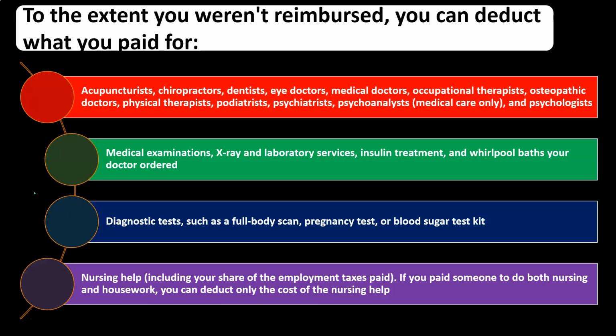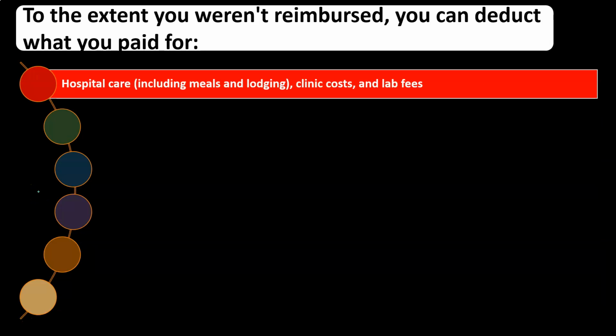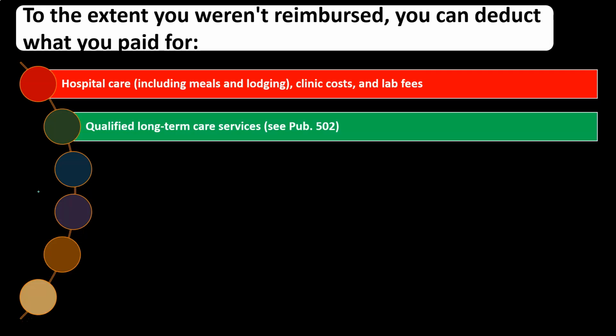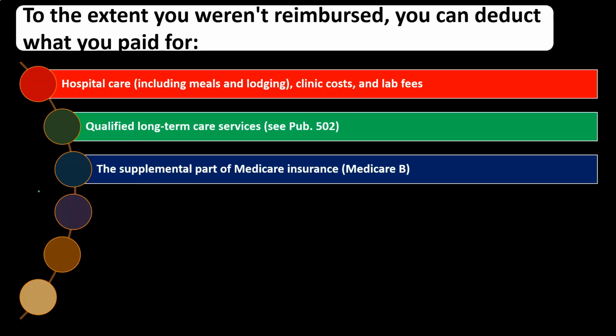nursing help, including your share of the employment tax paid. If you paid someone to do both nursing and housework, you can deduct only the cost of the nursing help. So if you're paying someone to help you with nursing and, of course, housework, you need to apply only the nursing amounts to the medical deductions. To the extent you weren't reimbursed, you can deduct what you paid for hospital care, including meals and lodging, clinic costs, and lab fees. Qualified long-term care service, you could see Publication 502 for more information there.